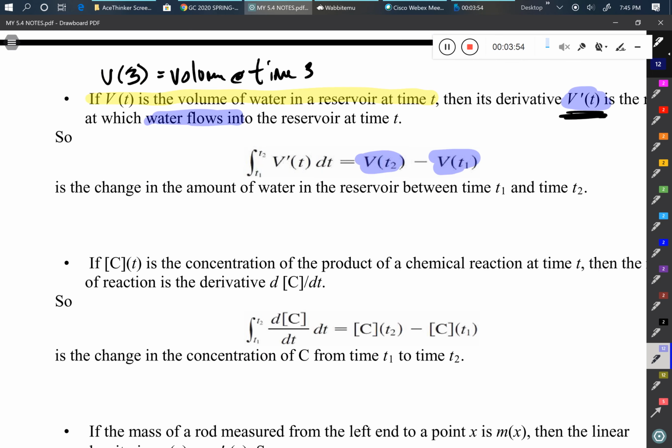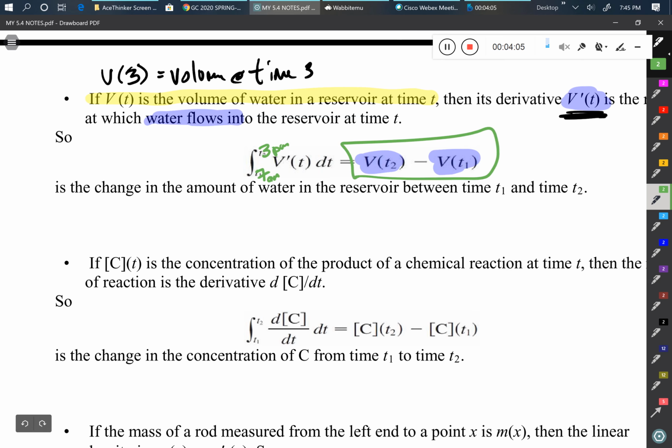So if time 1 down here represents 7 a.m. and time 2 over here represents 3 p.m., then this equation right here is going to tell me how much the water level changed, how much water went into the reservoir between 7 a.m. and 3 p.m.